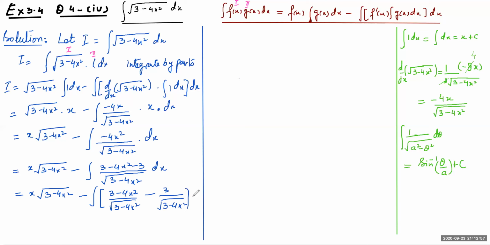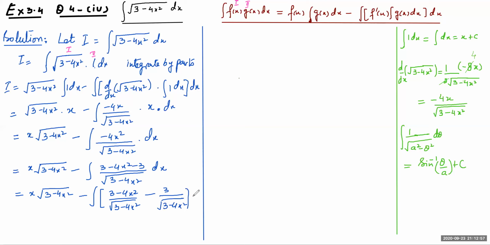The value of a here is square root of 3, and here I need theta square. I had minus 4x square, so I wrote it as 2x whole square. So now I can see theta. The value of theta here is 2x. Now let's go for the next step.